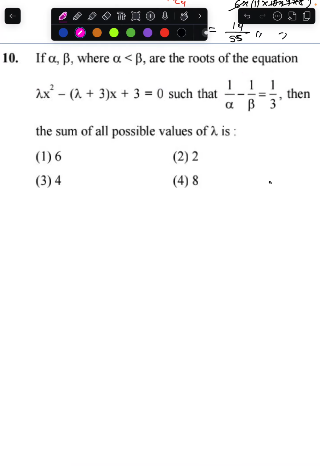The quadratic equation given is lambda x square minus (lambda plus 3) into x plus 3 equals to 0, right? So let's say alpha, beta are the roots.